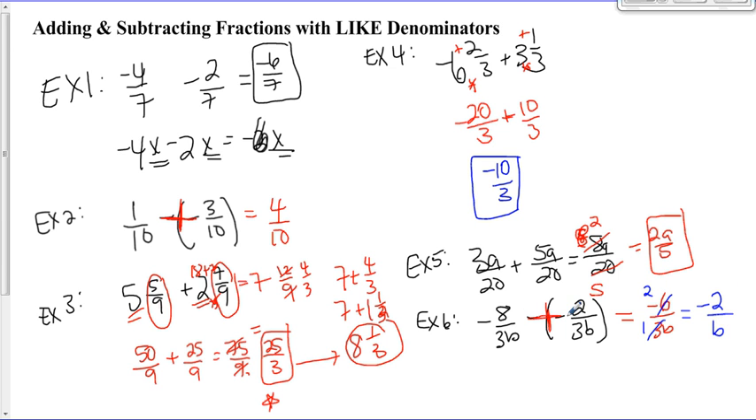Now, as you can see with these, for the most part, if I have a negative, I tend to put it with my numerator. But here's the cool thing. Negative 1/2 is the same thing as -1/2, which is the same thing as 1/-2. And so you can move that negative sign wherever it's convenient for you. All right, we'll talk about this more in class.